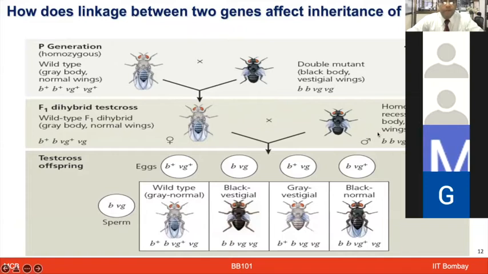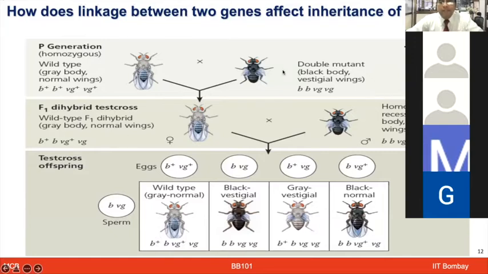So in this particular cross, the male will have only the same gamete, BVG only, which is what you see in the sperm here. And the female will have 4 possibilities: B plus VG plus, B plus VG, BVG plus, or BVG. Like so, all 4 possibilities are possible in the gametes generated from the egg.